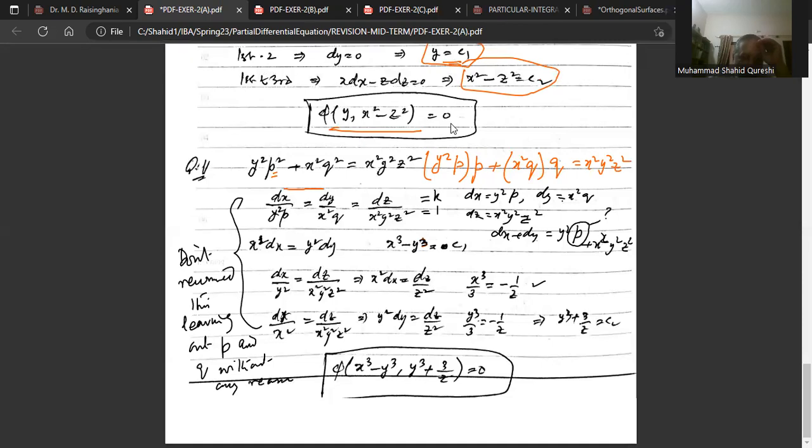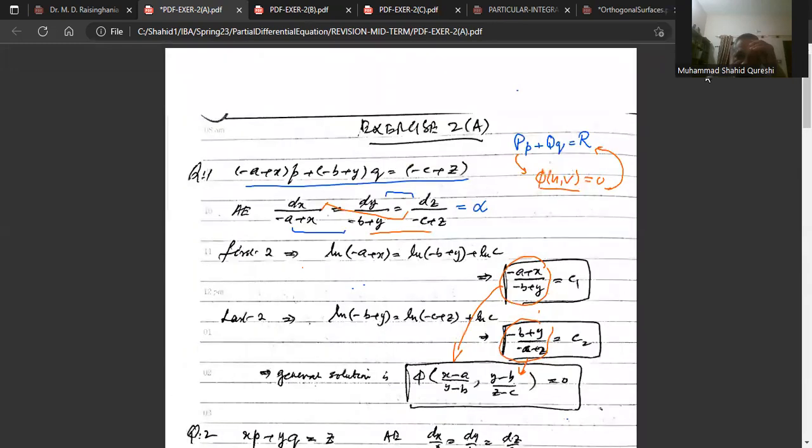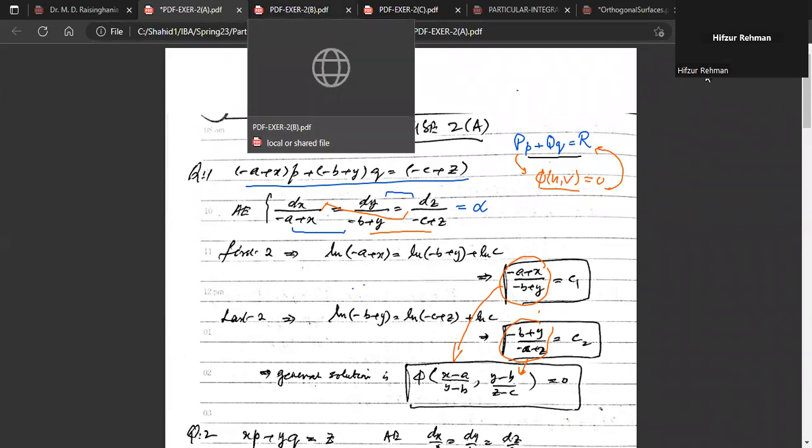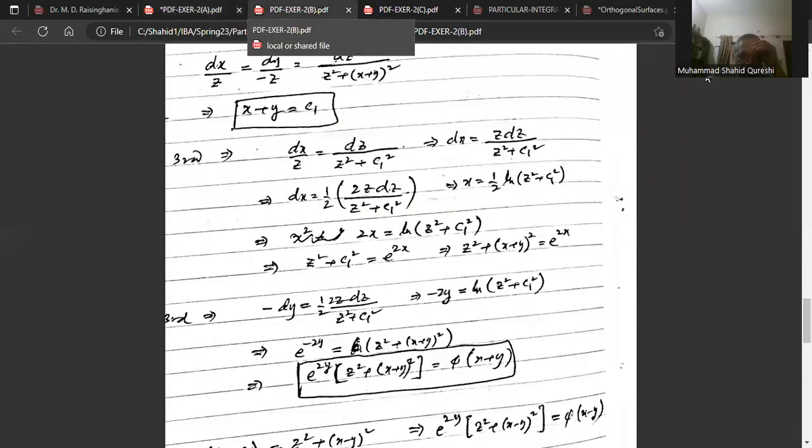So that's it about first type. And first type, let me remind you, means you are given an equation of this type, and we write down auxiliary equations, and the auxiliary equations are such that we get pairs of variable separable equations, and we solve those pairs of variable separable differential equations.